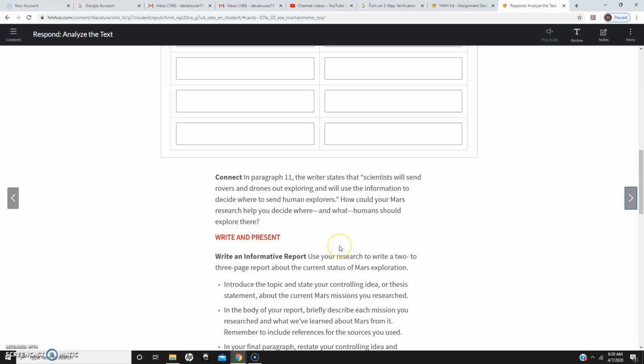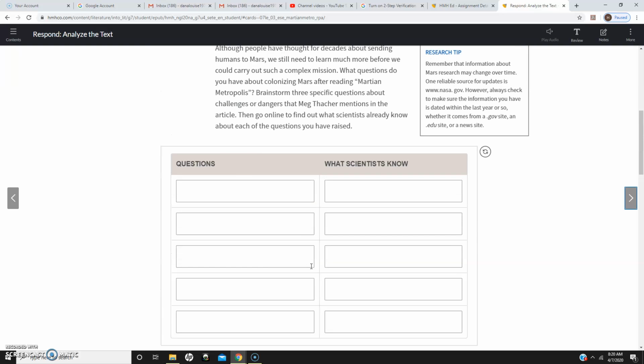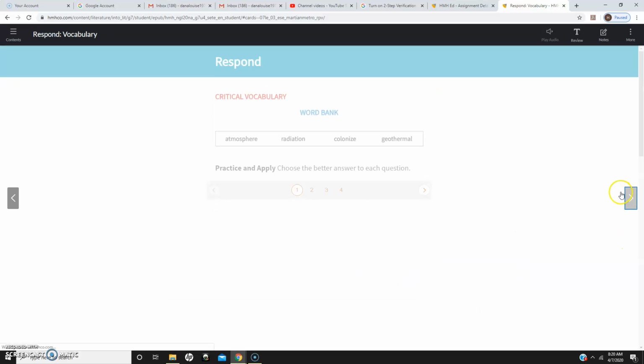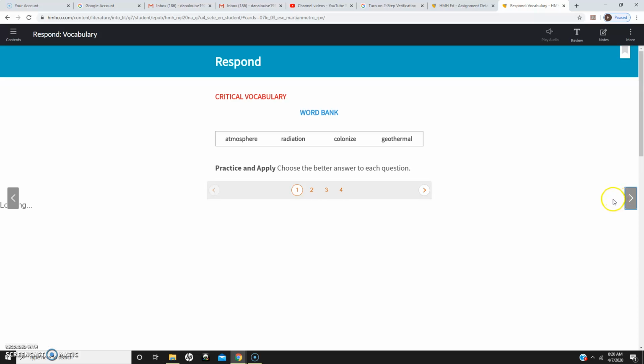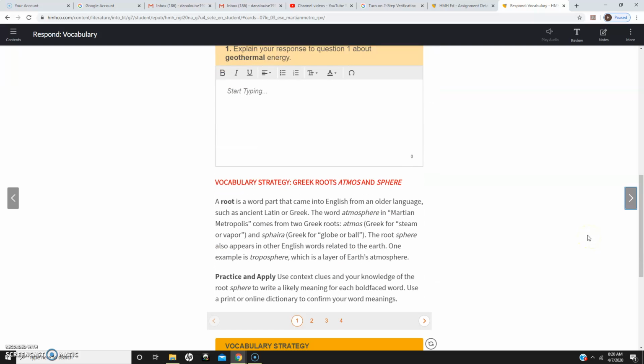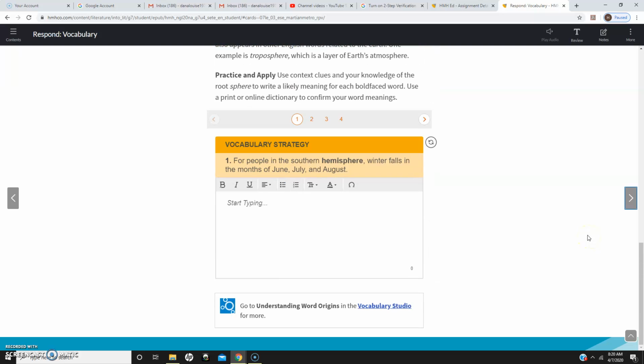You do not have to write the report. At first I did include it, but at this point, I want for you to get done with this article and move on to the next article because you have a lot to do. So do everything from research. You're going to do the analyze the text. Click on the next page. Click on critical vocabulary. Do that part and vocabulary strategy. That's all I want you to do. And once you are done, make sure you click I'm done and submit it to me.